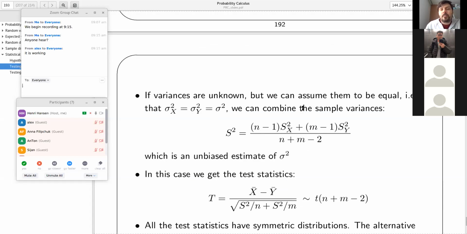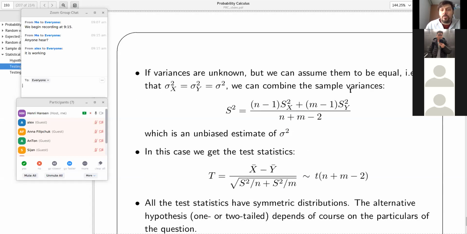If variances are unknown, but we can assume them to be equal, then we can combine the sample variances into one big sample variance like this. So if you look at the sample variance of x, you add the terms in that. So what you get is this, the sample variance.